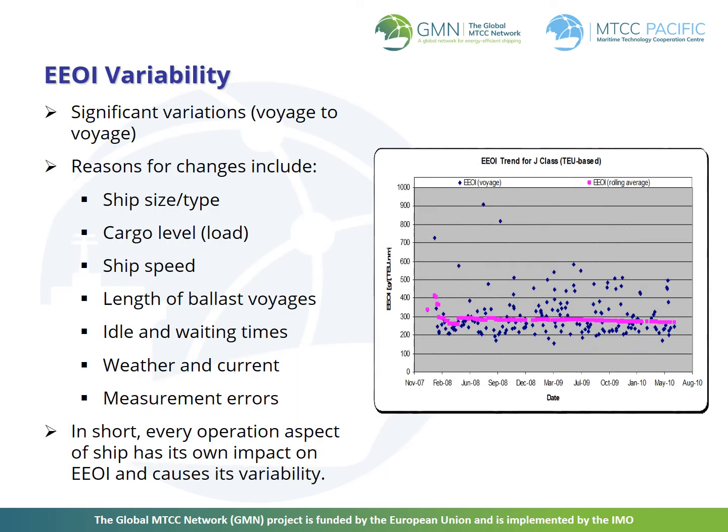This slide provides an example for calculations over 2 years for a container ship. It shows a significant variability from voyage to voyage. The reasons for changes could include the following: ship size, cargo level, ship speed, length of ballast voyages, idle and waiting times, weather and current, or measurement errors.